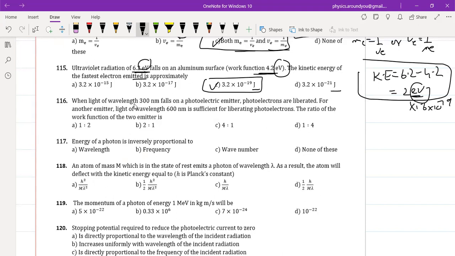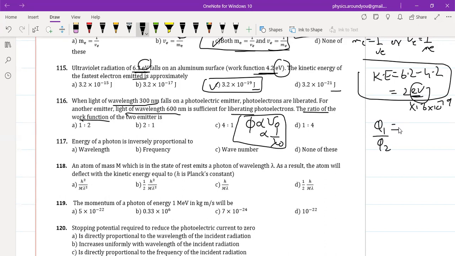Now, question number 116. A light of wavelength 300 nanometer falls on a photoelectric emitter. The next one is light of wavelength 600 nanometer is sufficient for liberating photoelectron for some other surface. What is the ratio of the work function? We know that threshold energy is directly proportional to threshold frequency and inversely proportional to threshold wavelength, right? So phi 1 by phi 2 is lambda 2 by lambda 1. Lambda 2 is 600, lambda 1 is 300, 600 by 300 is 2. Hence it should be 2 is to 1.